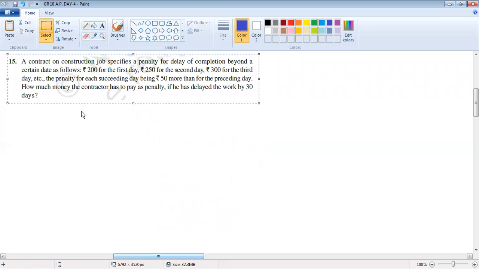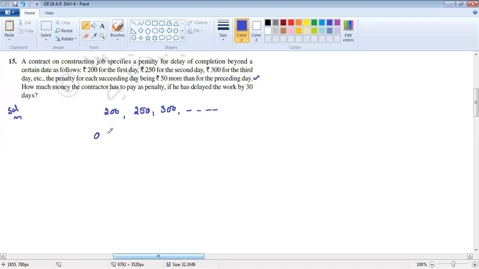A contract on a construction job specifies a penalty for delay of completion beyond a certain date as follows. 200 rupees for the first day, so if they delay the first day, the penalty is 200 rupees. Second day 250, third day 300. So the penalty keeps increasing, each succeeding day being 50 rupees more than the preceding day.